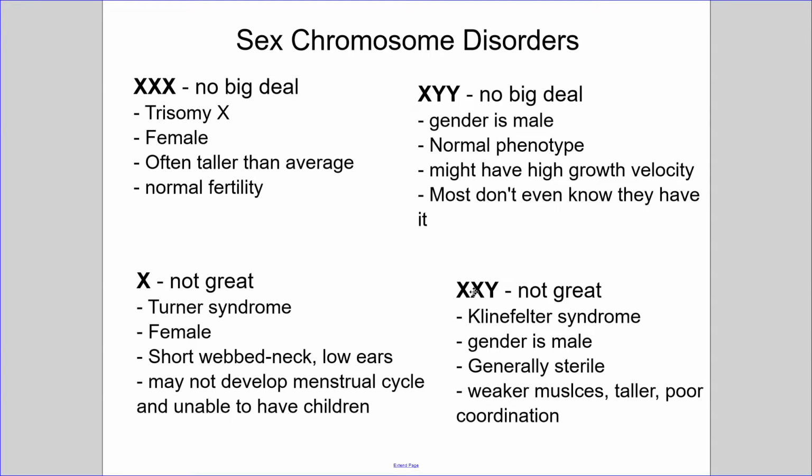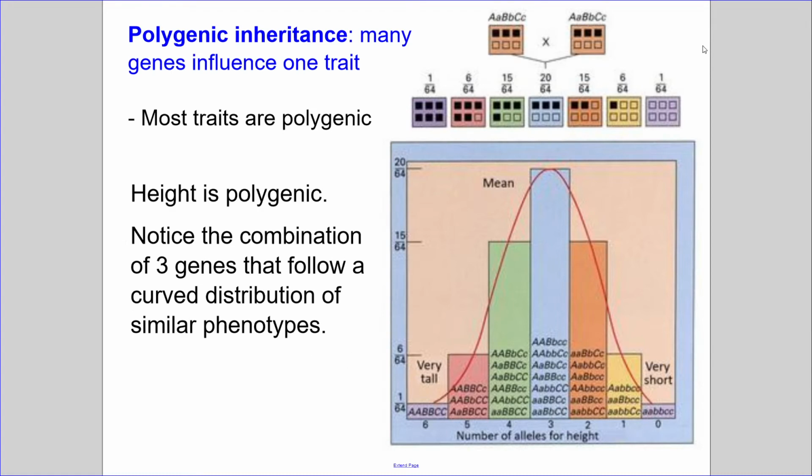If you got a second X, so XXY, this isn't great either. This is called Klinefelter syndrome. You would be male, but you'd also generally be sterile, meaning you couldn't have kids. You'd have weaker muscles, you'd be tall, you'd have poor coordination, you're just kind of a gangly person. All right, so our fourth type of genetic inheritance is called polygenic inheritance.